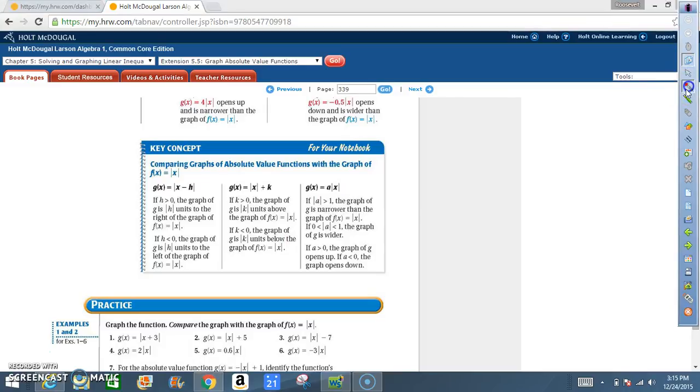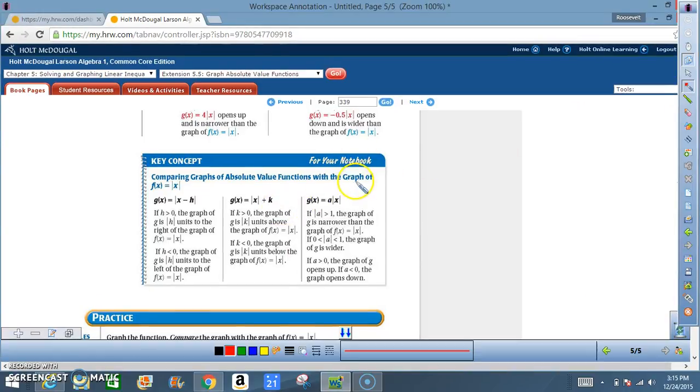Once again, if it's positive, it will open upward. If it's negative, it will open downward. Next, the bigger this value, the more narrow. The bigger the value, the more narrow. The smaller the value, the wider.